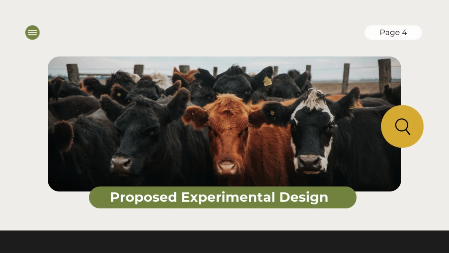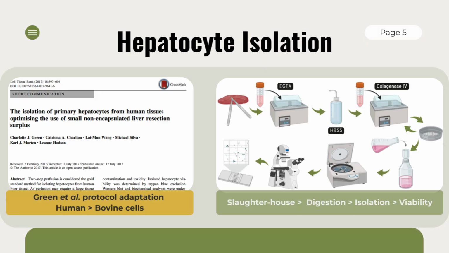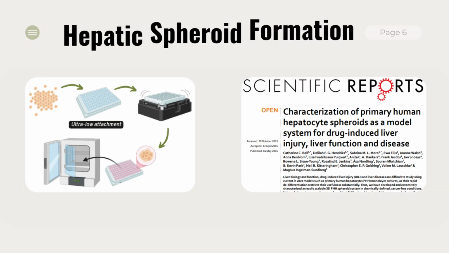As our experimental design proposition, we'll start by harvesting bovine liver tissue from slaughterhouses and going through with simple digestion and purification to isolate the desired cells, following well-established human cell protocols.